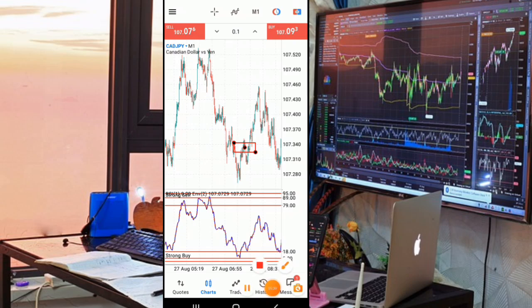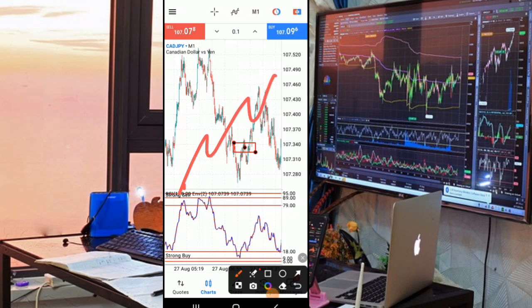Let me just try to draw it for you. Let's say price is going up like this. So this is what we call the pullbacks or the steps, and we are going to mark that last step before price hits the 89 line level. So let's say price hits the 89 line level at that point.